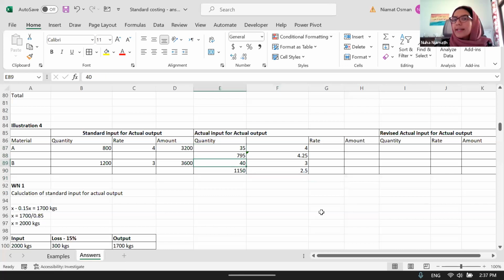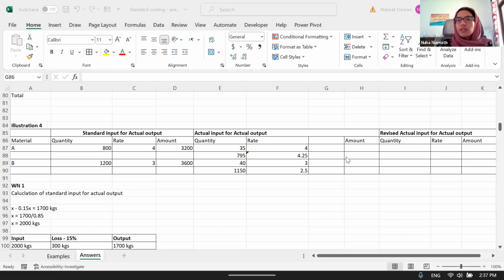Why could we not take directly this 4.25 for both? Because the question says that opening stock was valued at standard rate itself. So we cannot allocate this 4.25 to the opening because opening is brought forward from the previous months, right? So that will be allocated at the old price itself, which is the standard price. All right? All clear, everybody? Should I proceed?